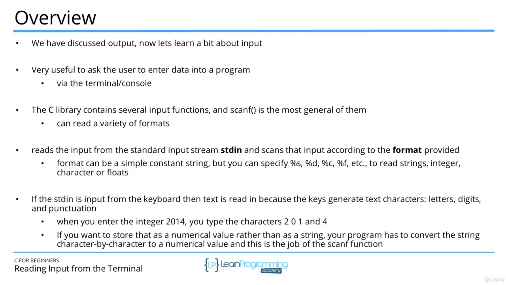If the standard input is the keyboard, which is default, what's going to happen is as you type in text via the keyboard, it's going to take that text, put it into the C program, and it's going to convert that text. And text is things like letters, digits, and punctuation. So even though you're typing in a number, it's still text because it's coming from the keyboard. So if you enter the integer 2014, which is a number, essentially what's happening is you're typing characters 2, 0, 1, and 4.